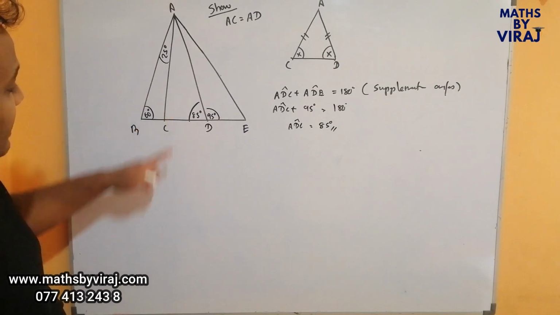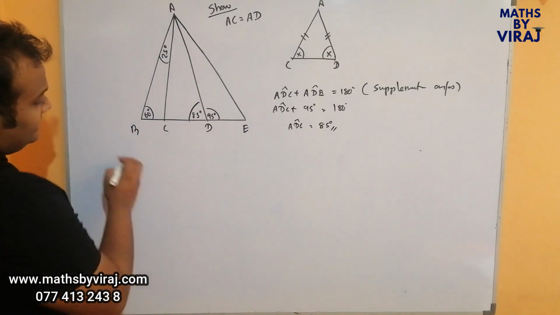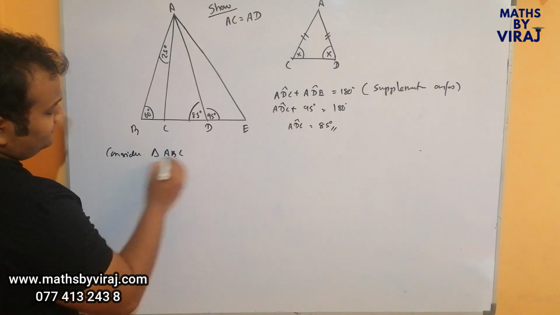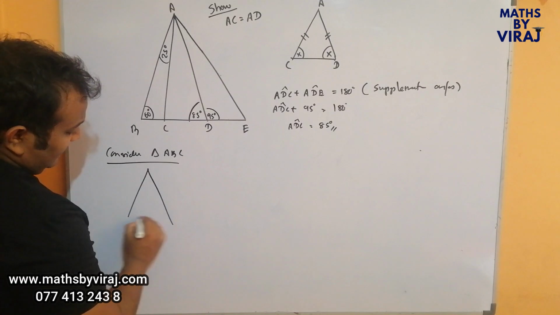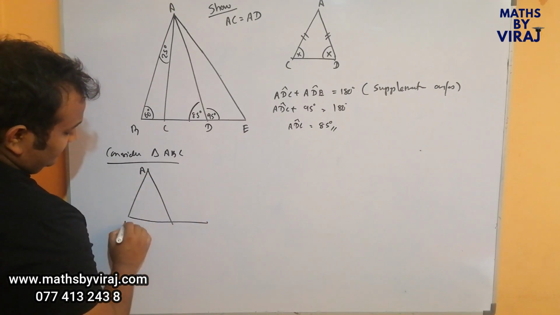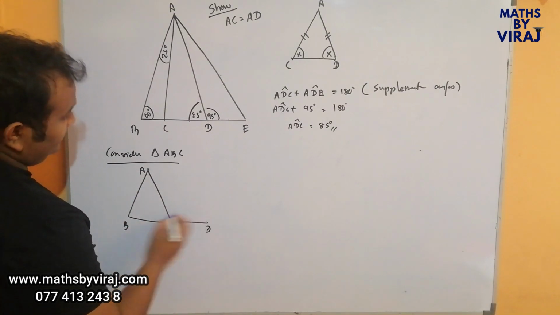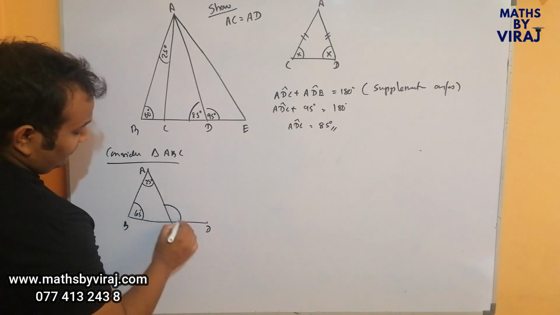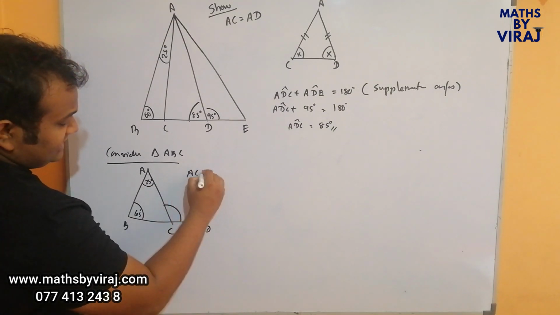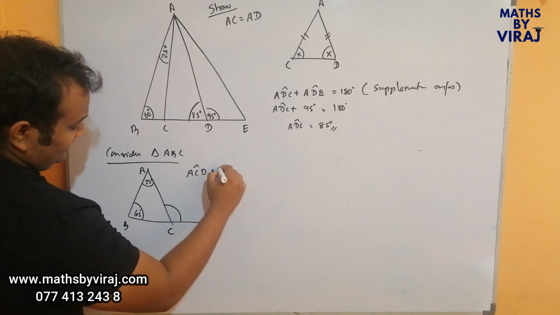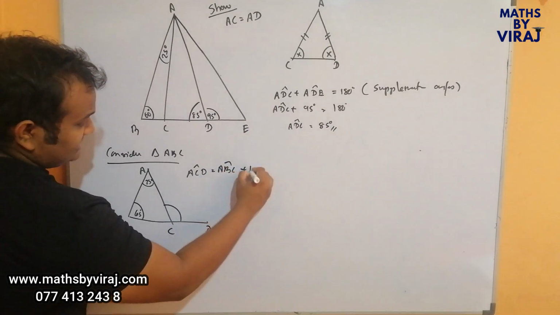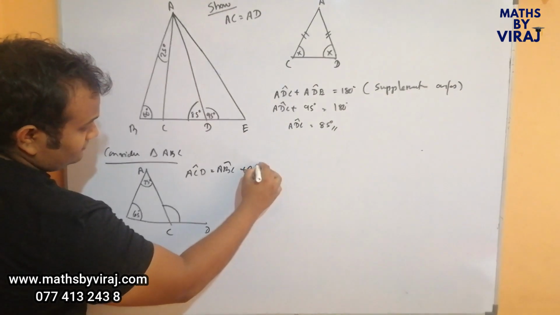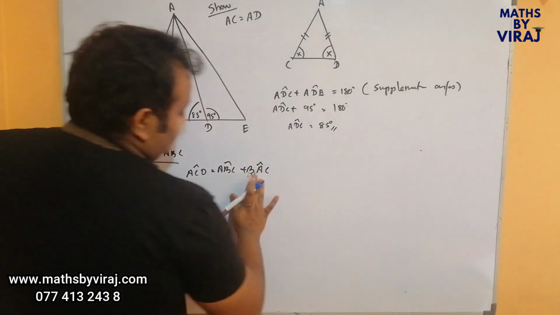I should find the value of angle ACD. If I consider triangle ABC, A, B, C, D, this is 25, this is 65. Therefore, what is the value of ACD? Angle ACD is equal to angle ABC plus BAC. Why? What is the reason?